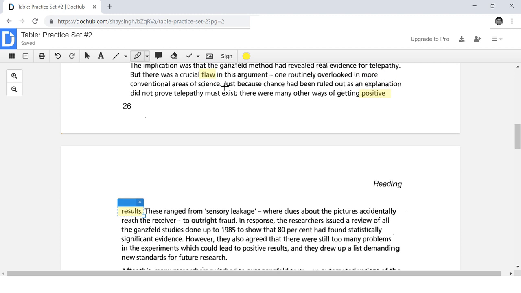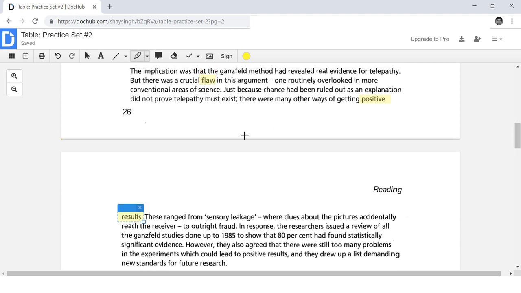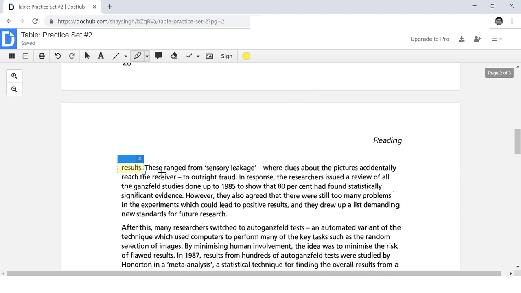So I'm going to start reading this sentence from over here. So here we go. Just because chance had been ruled out as an explanation did not prove telepathy must exist. There were many other ways of getting positive results. So remember guys, we're still talking about flaws. This is a further explanation of what the flaw was. These ranged from sensory leakage, where clues about the pictures accidentally reach the receiver. So when something accidentally happens, that is a flaw or a mistake or some sort of a disadvantage.